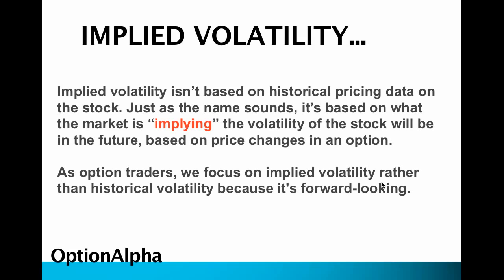Historical is, as it suggests, history. It's already done, it's already happened, it's the past. And implied volatility is a forward-looking indicator, so we want to focus more on how implied volatility looks as compared to historical volatility.